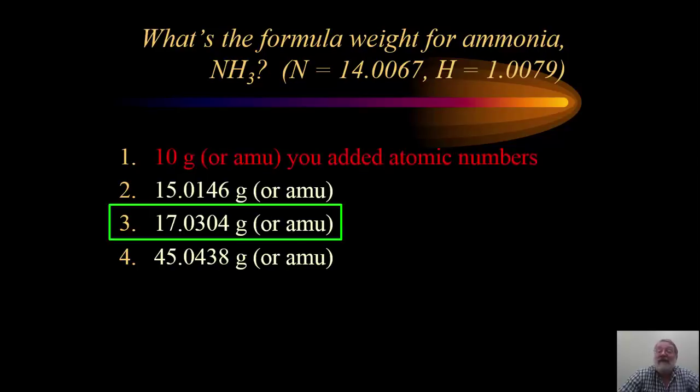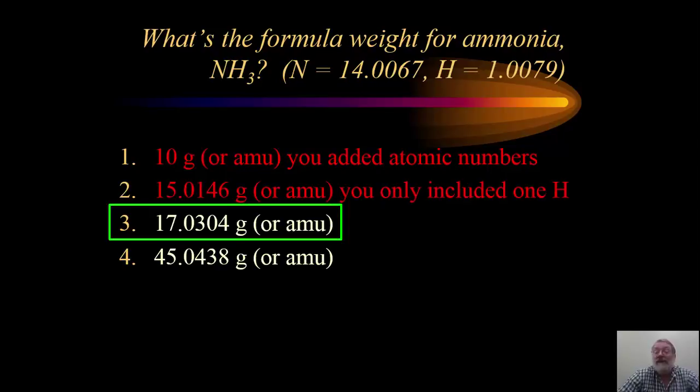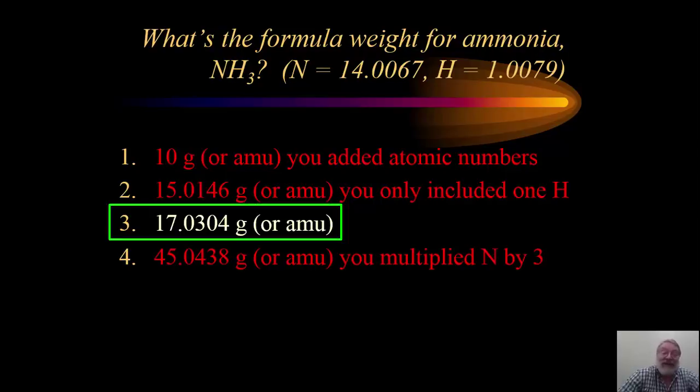If you picked answer 1, what did you do? You added atomic numbers instead of atomic weights. If you picked answer 2, you only included 1 hydrogen. You have to multiply it by 3. If you answered number 4, you multiplied both nitrogen and hydrogen times 3. It's just the hydrogen that gets multiplied. So I use these clicker questions to help them see if they understand what's going on, and if they pick a wrong answer, how they may have gotten to that.